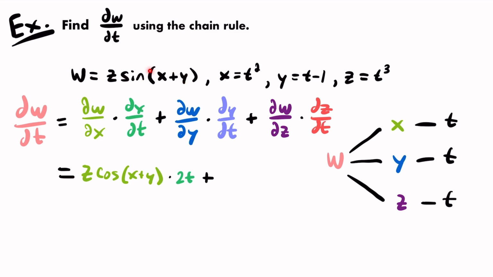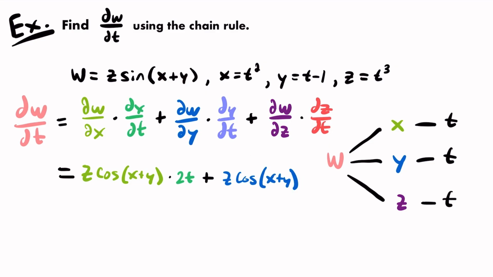Since y is inside the sine function, we do need to use that calc 1 chain rule, so keep that coefficient out front, and you'll have z times the derivative of sine, which is cosine, keeping the same inside function of x plus y, and then the derivative of the inside function is still 1. The derivative of x with respect to y is 0 because we're treating x as a constant, and then the derivative of y is 1.